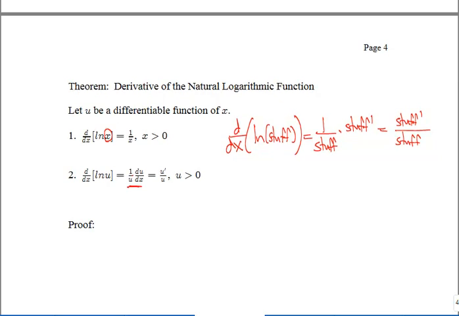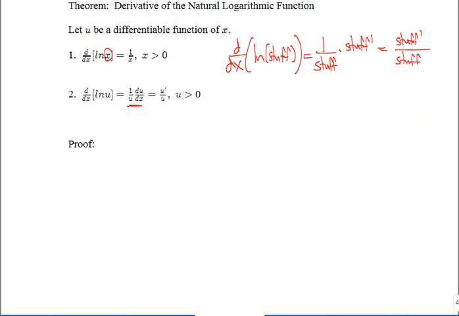Okay, so we'll practice this in a moment, but let's prove that the derivative of ln of x is 1 over x first. So the way I'm going to start my proof is I'm going to let y be defined to be the ln of x, and I want to know what is dy dx. That's what I'm trying to figure out. What is the derivative of this function?